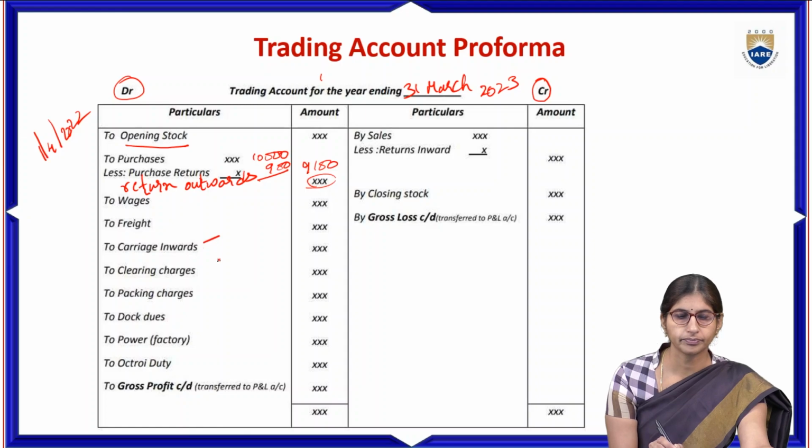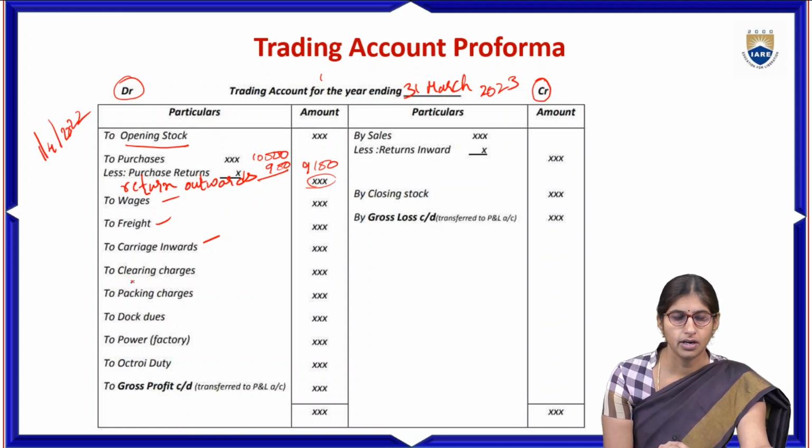And next one is carriage outward. I'm sorry, next one is clearing charges. Clearing charges is the amount we spend after packing for clearing all the stuff in the manufacturing unit. So that kind of charges.